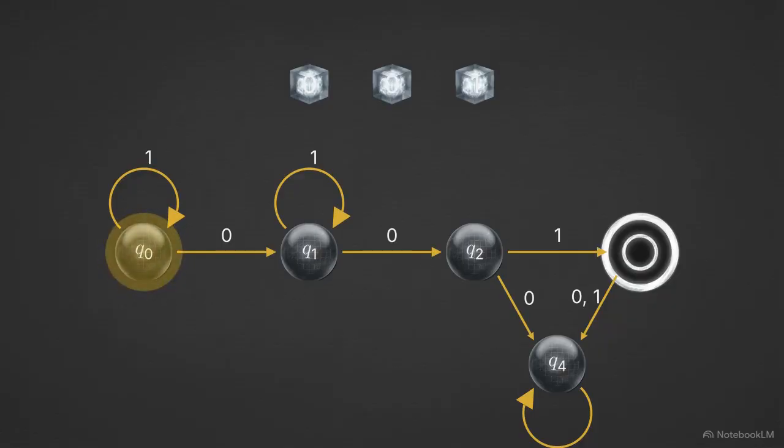It reads the first input symbol, a 0. The transition function forces a movement along the designated edge, arriving at state Q1. Reading the next 0 triggers another transition, shifting the machine to state Q2. Finally, it reads the last symbol, a 1, and follows the transition path into state Q3. Because Q3 is a designated final state, indicated by the double-circled node, the machine terminates successfully. The string 001 satisfies the initial design constraints and is formally accepted.